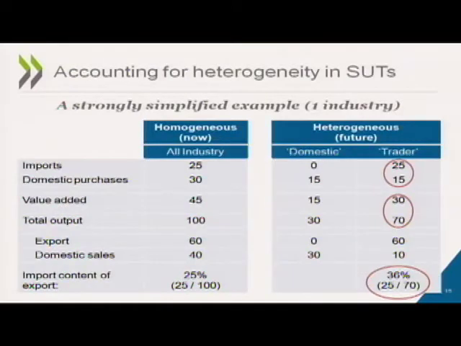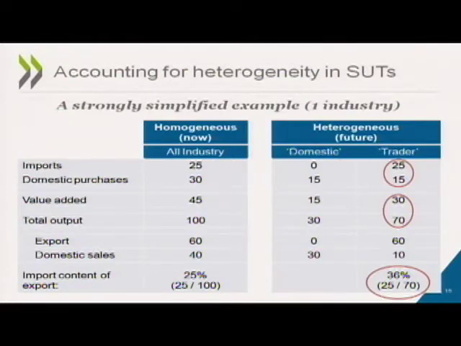I included one very nice slide for those who are not too familiar with supply and use tables and making those calculations. This is an example of how we can account for heterogeneity in supply and use tables, but also how it works in practice. And we've heard an explanation saying, well, if we don't account for heterogeneity, we underestimate the import content of exports. For some people, this may make perfect sense. For some people, I figured I might just explain exactly what happens in those cases.